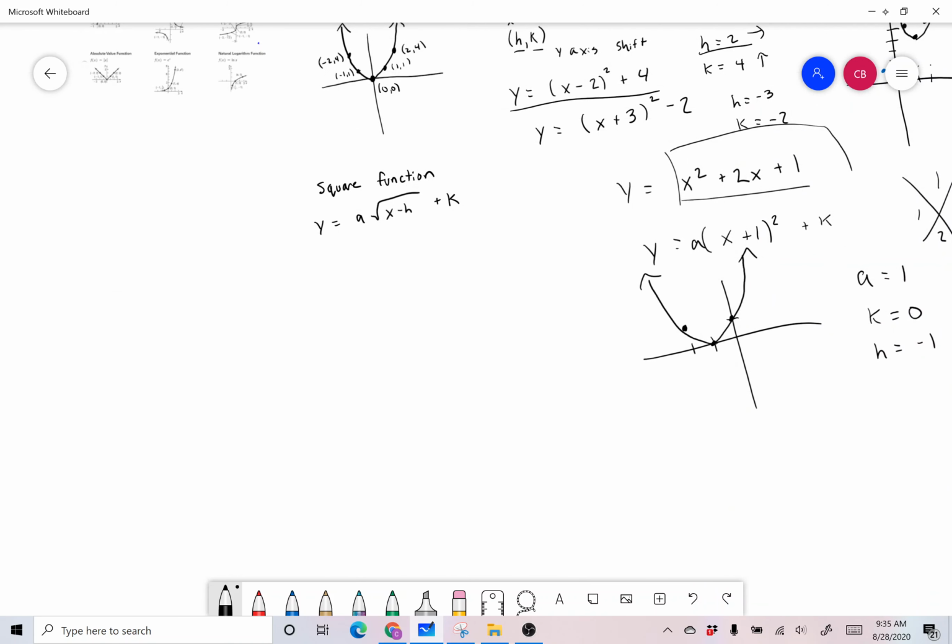The next one is the square root function. The square root function has a parent function that looks like the following. 0, 0 is a point, 1, 1, and then I believe 4, 2.